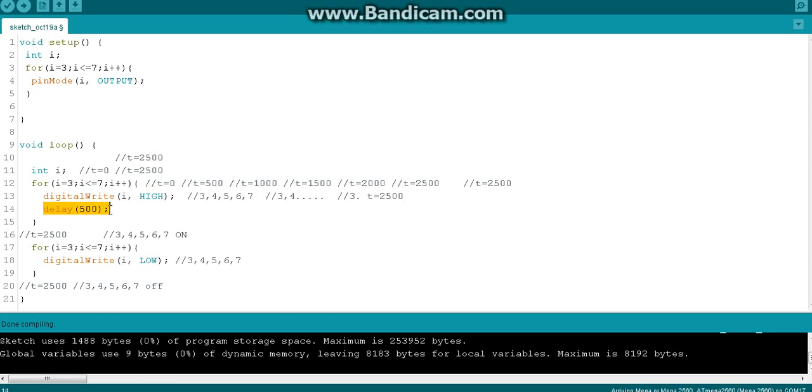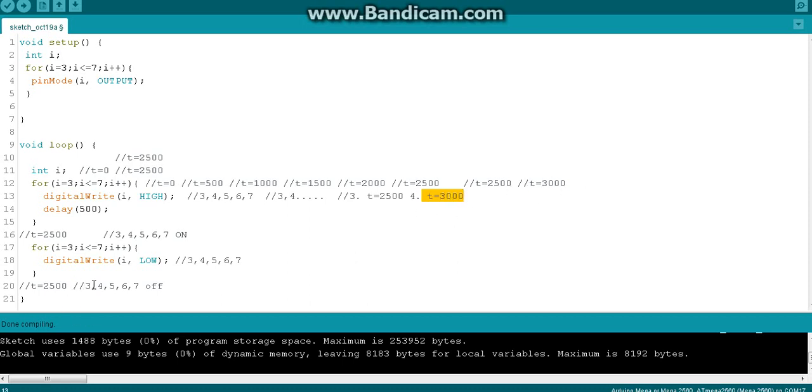Now there's a delay, no? A 500 millisecond delay. So this for loop's first iteration is finishing. Now t is equal to 3000, because there's a manual delay of 500 milliseconds from this delay. Then we switch on the fourth LED, pin number 4, the next LED. I is 4 now. At this time, what is the t value? t is equal to 3000.